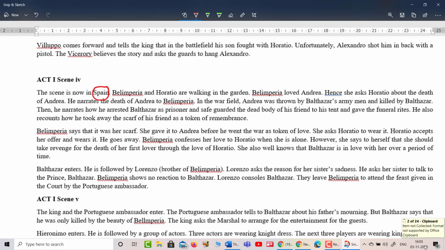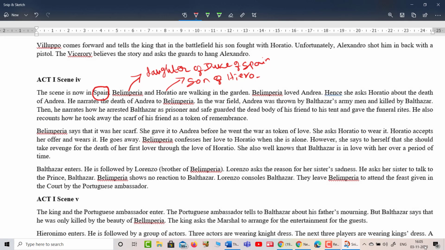In Spain, there are two persons now. Bel-imperia, the daughter of the Duke of Spain, and Horatio. Who is Horatio? Son of Hieronimo. Okay, they are talking, walking in the garden.